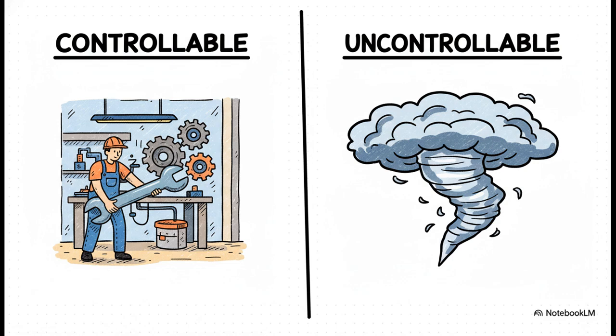And this distinction is so important. You can't blame your sales team if the entire economy tanks, right? That's uncontrollable. By splitting these things out, you can stop wasting time and energy on things you can't change and focus like a laser on the stuff you can, the controllable operational parts of your business.